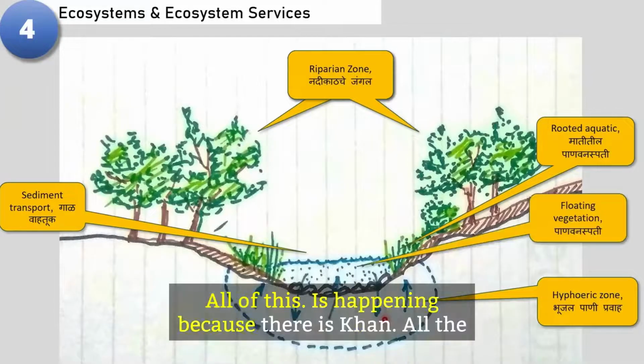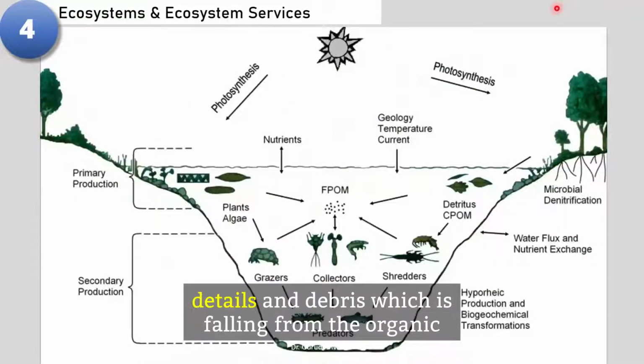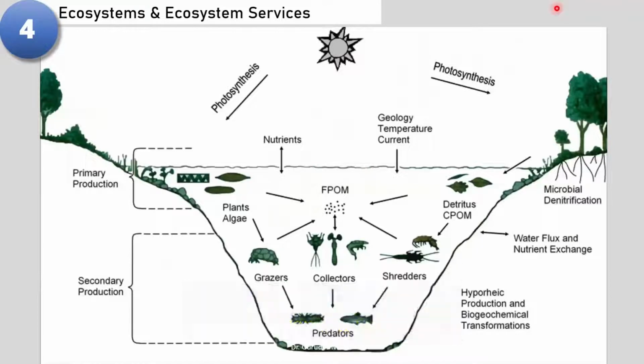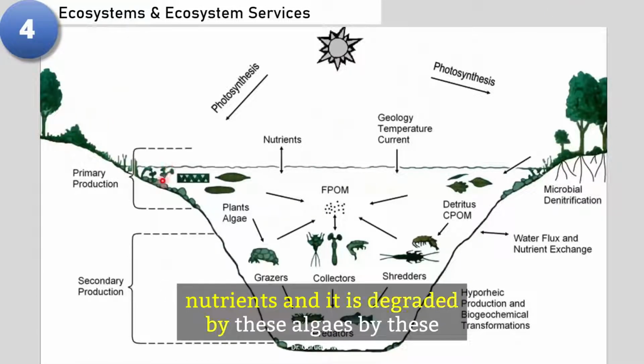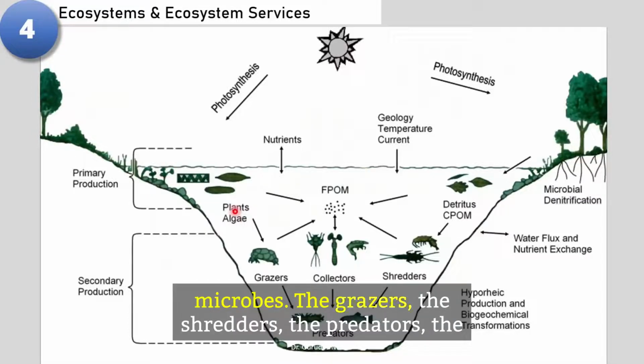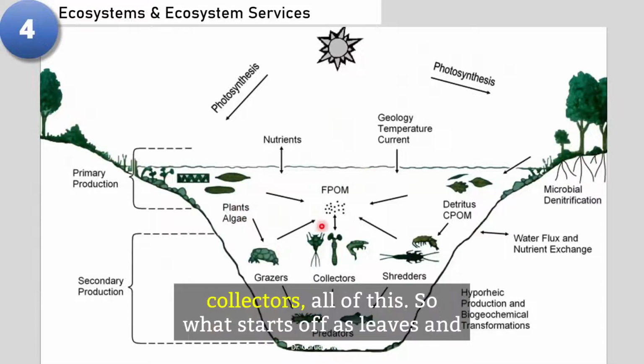All of this is happening because there is all the detritus and debris which is falling from the organic matter. This organic matter is continuously falling as nutrients, and it is degraded by the algae, by the microbes, the grazers, the shredders, the predators, the collectors, all of this.